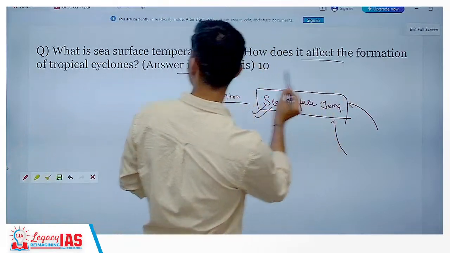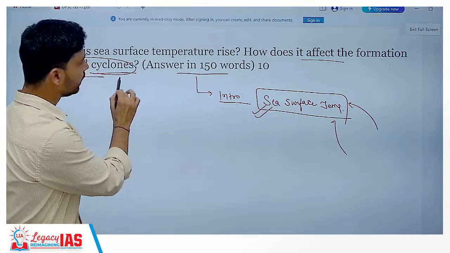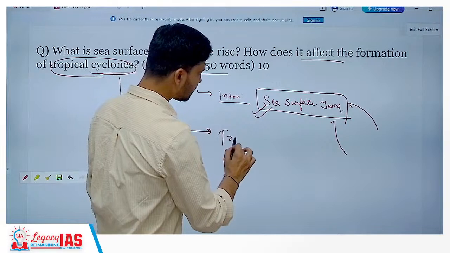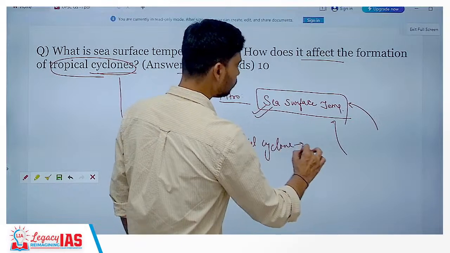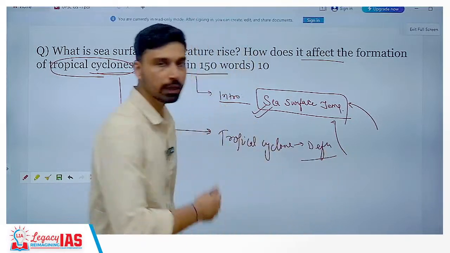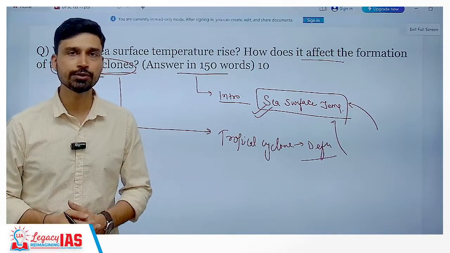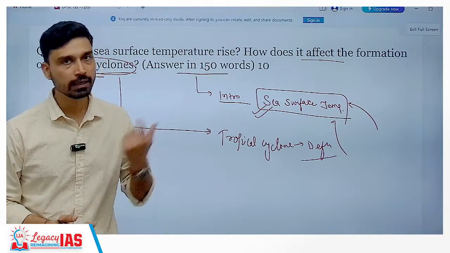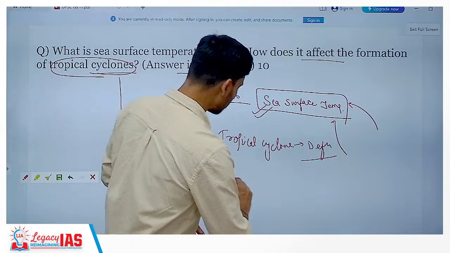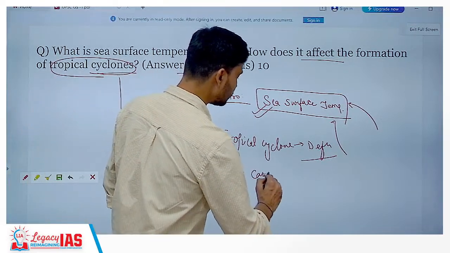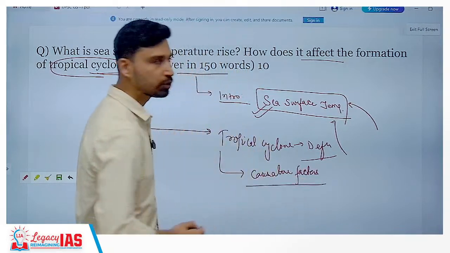Second is, how does it affect the formation of tropical cyclones? Here again, first of all, you can try to describe what we understand by the term tropical cyclone. So you can write the definition of a tropical cyclone, that it is a low pressure system surrounded by high pressure isobars where the wind moves in a rotatory fashion from the outer periphery to the center, clockwise in the southern hemisphere and anti-clockwise in the northern hemisphere. Then you can try to explain the causative factors of the tropical cyclone, that means in what conditions tropical cyclones develop.